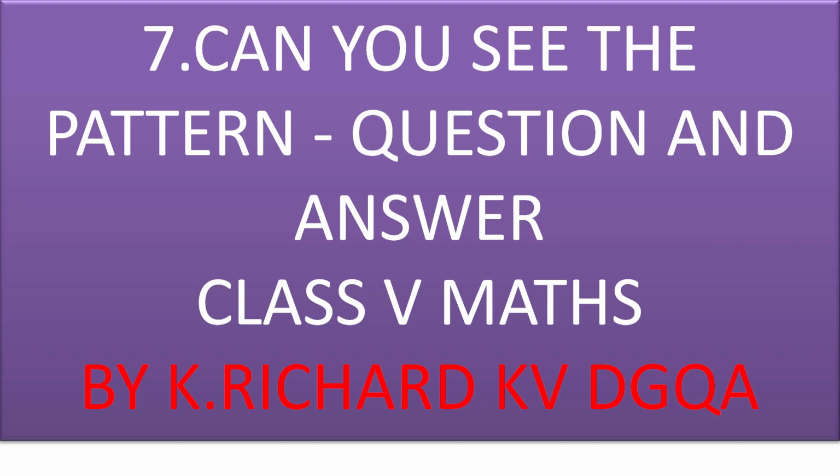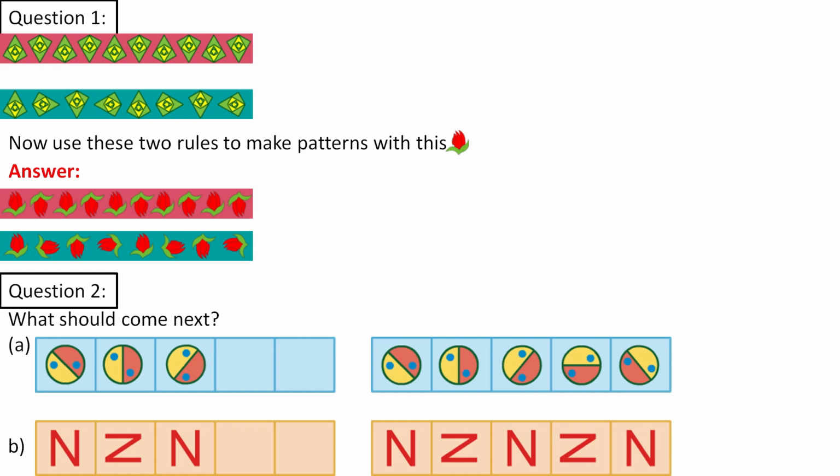Hi friends, in this video we are going to see, can you see the pattern? Chapter 7, class 5 maths, question and answer. First question, here you can see the diamond. It is placed up, down, up, down, up, down position.